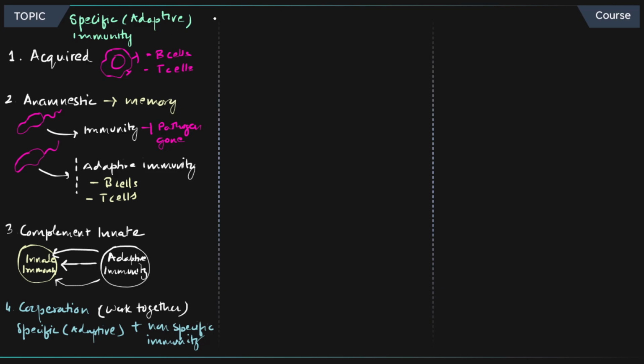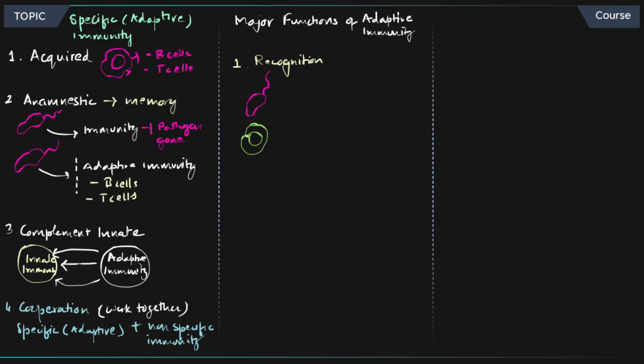Let me write it down. Major functions of adaptive immunity. Correct? So that will be the topic that we'll be discussing. The first, very important function is recognition. How is the immune system going to recognize? If you have a pathogen versus the host cell, innate immunity is not going to understand that, but adaptive immunity will differentiate between our self components and non-self components, and based on that, it's going to respond. That's a very important feature of adaptive immunity.